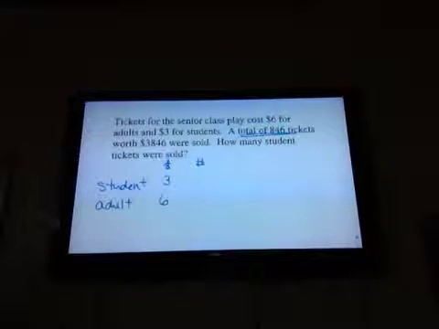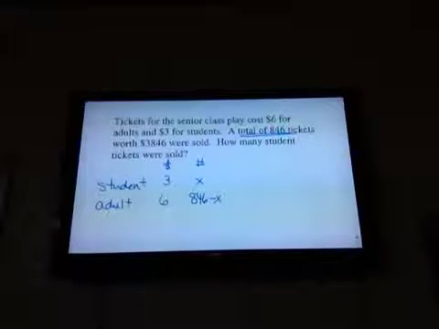Now, I just want to tell you this. Because they're only asking me student tickets, I would let x be my student tickets. It doesn't matter though. And then adult 846 minus x. Again, the sum of two things, one is x and the other is the total minus x.